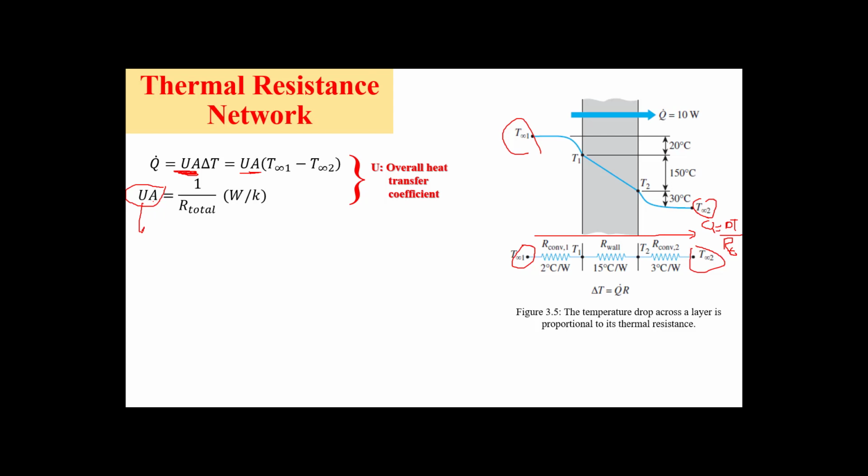So the unit for U alone is watt per meter squared multiplied by Kelvin, or Celsius, because multiplied by meter squared, meter squared with meter squared cancel out and we end up with watt per Kelvin. Okay.